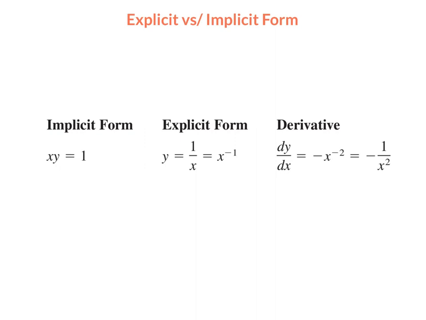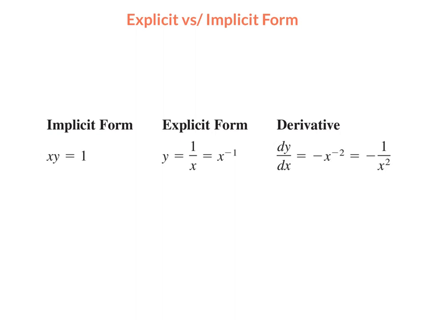Most of your math life, at least from Algebra 1 forward, you've been dealing with explicit forms. That is where you have something that looks like this, where it's y equals something in terms of x. That's always explicit form. It explicitly tells you that I have this function with an output y in terms of input x.